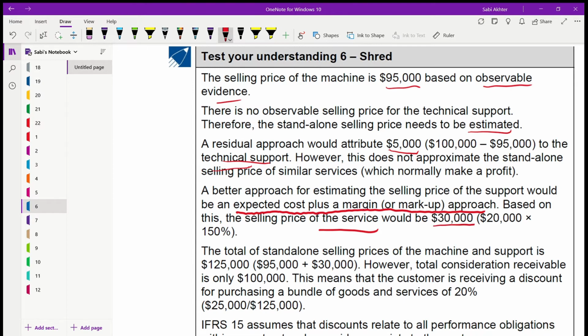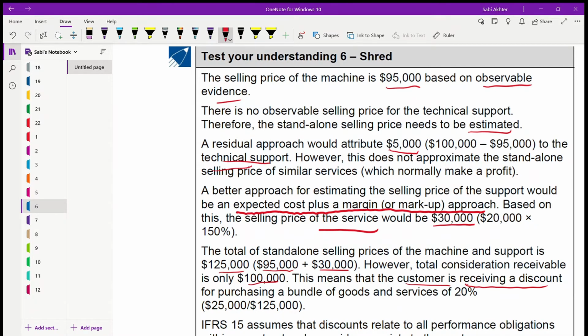for technical support, 30,000. Okay, the total of the standalone selling price of the machine and the support is now 95 plus 30, 125. However, total consideration receivable is only 100,000, isn't it? This means that the customer is receiving a discount for purchasing a bundle of goods and services. What costs 125,000 you are giving to the customer, and the customer will be paying you 100,000. You understand? So that means you are reducing the price for the customer.